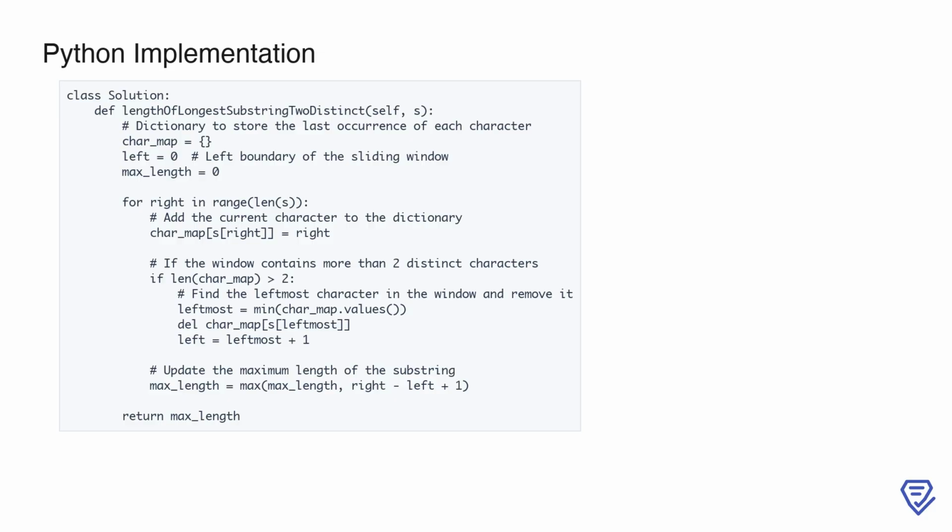5. Update maximum length. After each iteration, the length of the current window is calculated as right - left + 1, and max_length is updated with the maximum value observed so far. 6. Output. Finally, max_length is returned as the result, representing the length of the longest substring with at most two distinct characters. This approach ensures efficient processing with a time complexity of O(n), where n is the length of the input string, as each character is processed at most twice, once added and once removed. The space complexity is O(1), since the dictionary size is limited to two distinct characters.